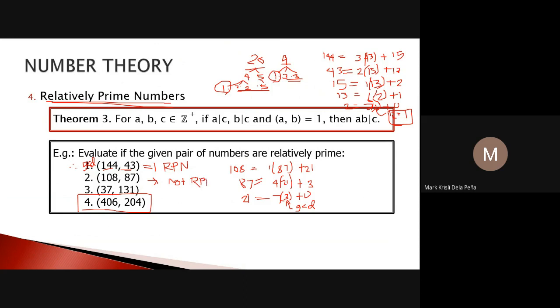Number 3, yeah, the greatest common divisor is 1, so they are relatively prime numbers. Number 4 is your engage. Now you have to solve this, but the answer is not relatively prime numbers. So determine what's the greatest common divisor of number 4. So this is now your third problem in the engage portion.